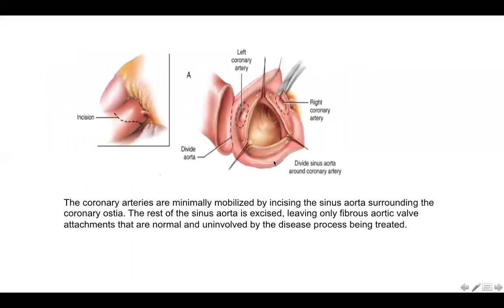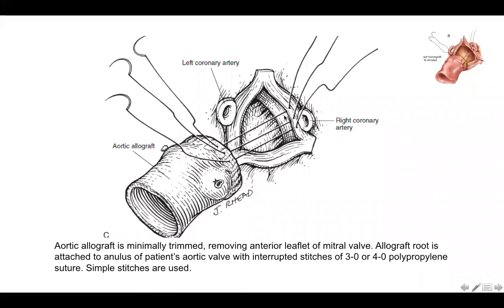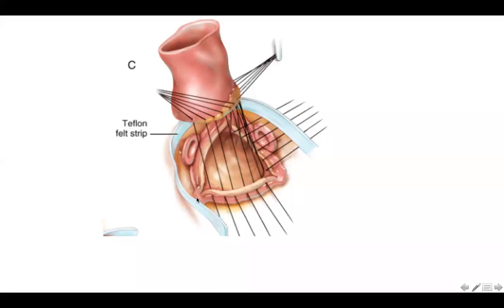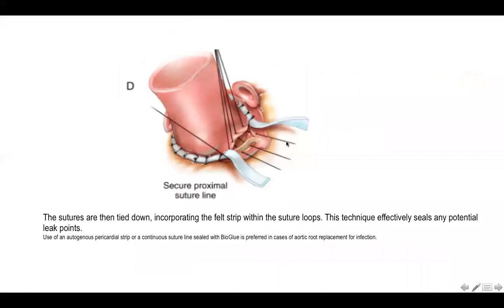After your incision, excise and expose the valve, you incise the coronary ostia as you see here. Then you start simple suturing of the LVOT to the homograft, the allograft, using a simple suture technique. Then some surgeons put a Teflon felt thread incorporated between two stitches to reinforce the aortic root, to ensure hemostasis and to prevent further dilatation later on.